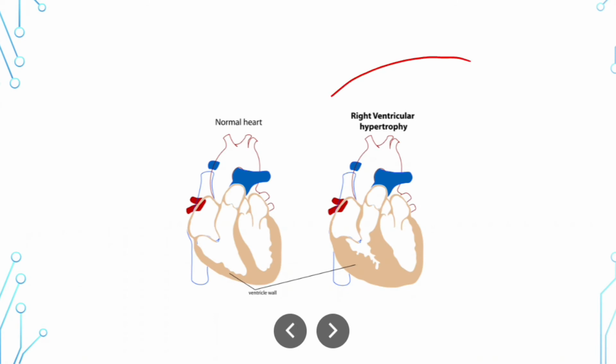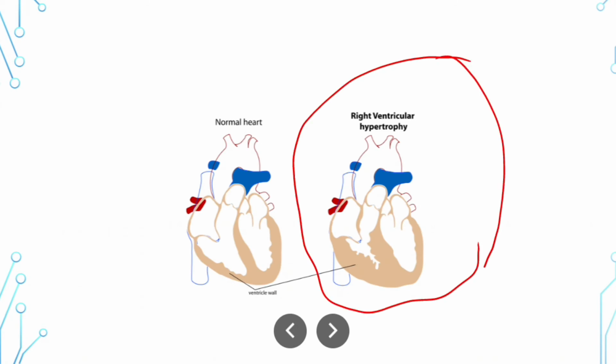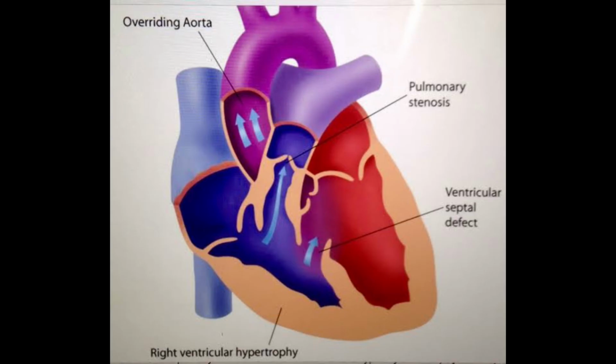Next condition is right ventricle hypertrophy. Right ventricle hypertrophy is the abnormal enlargement of muscle mass of the right ventricle. Next condition is overriding of the aorta. The aorta is shifted towards the right side of the heart and sits over the ventricular septal defect, collecting the poorly oxygenated blood supply to the tissue.